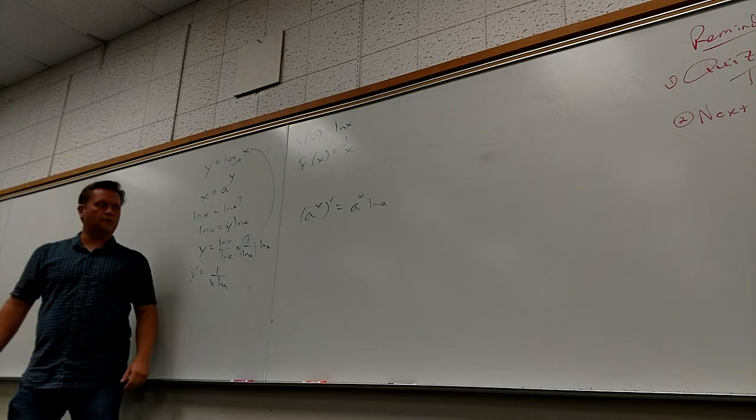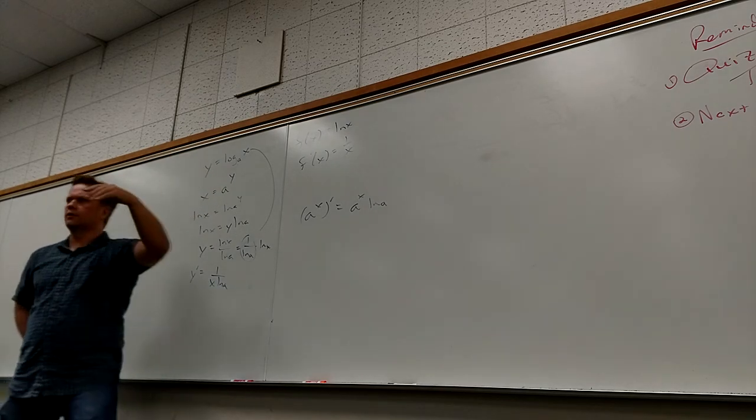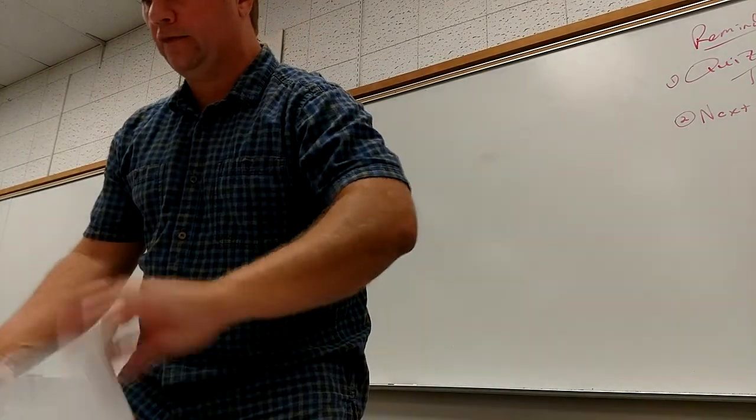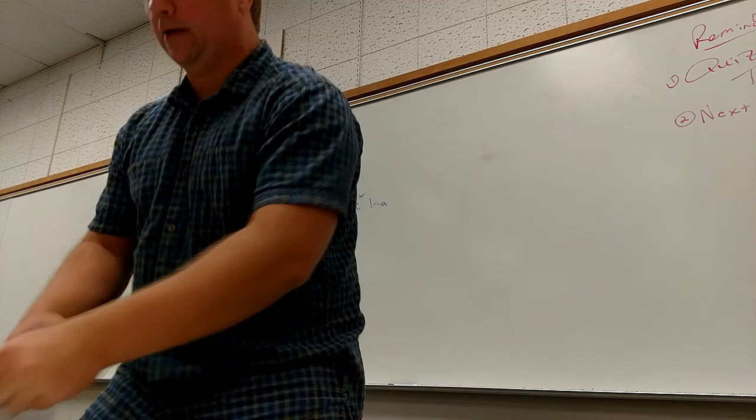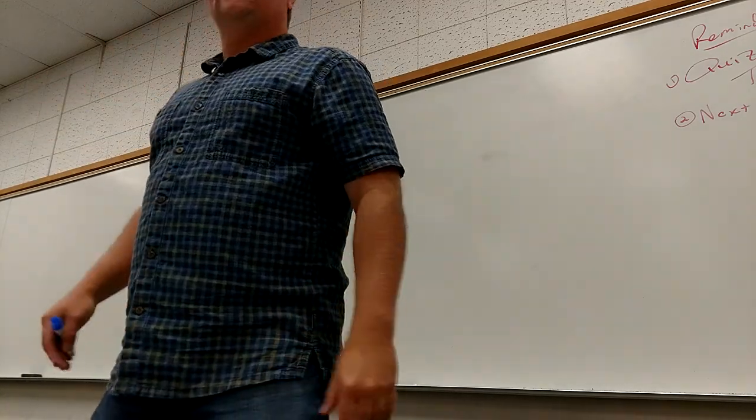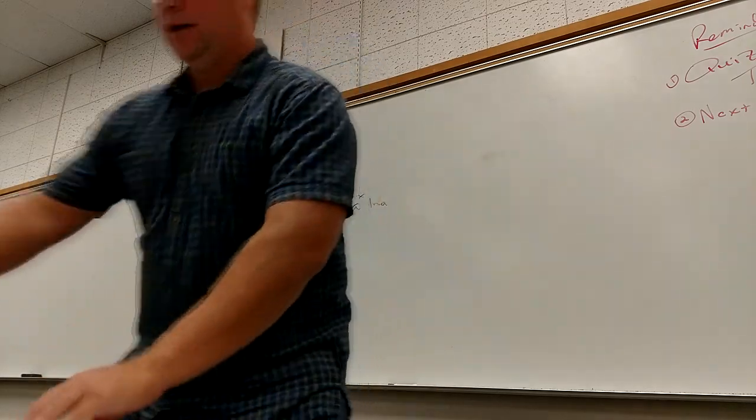So on Thursday we'll have a quiz. 3.5, 3.6. 3.6 was all about the logarithmic stuff. 3.5 was implicit. Solving for dy dx. That stuff. Okay.